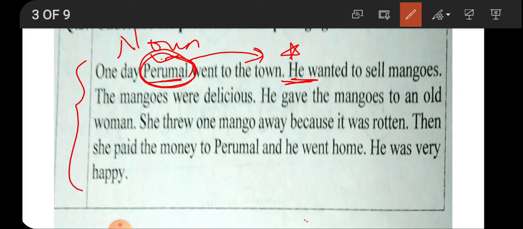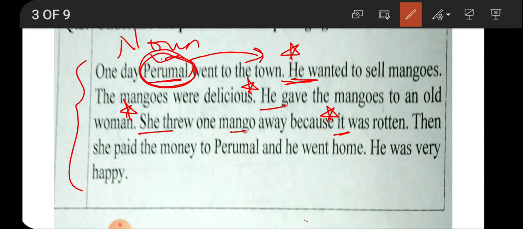He wanted to sell mangoes. The mangoes were delicious. He, again he, beta. Okay, he gave the mangoes to an old woman. Okay, she, yeah, she. Now we cannot say old woman, that is a noun. In place of old woman, she. Now she is used in place of the noun. So she threw one mango away because it was rotten. What was rotten? In place of mango, they have given it.